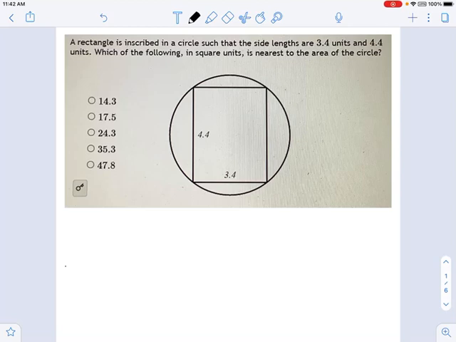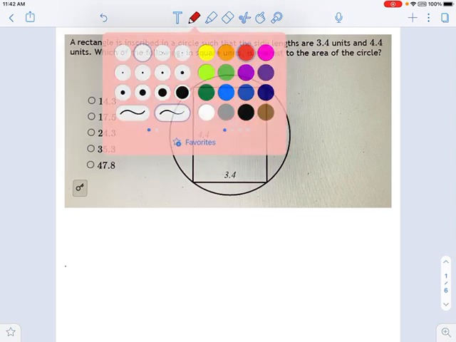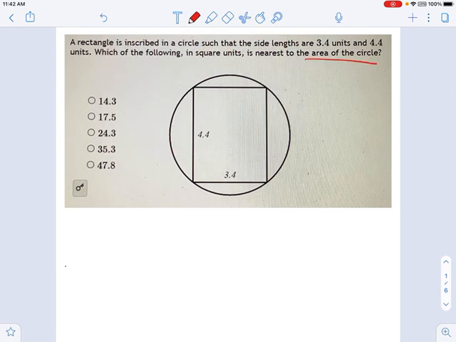One thing that's popular in geometry problems is to put one shape inside another and make it seem like we haven't told you enough information for you to calculate the area of the circle, for example. So take a look at what we have here. A rectangle is inscribed in a circle. That just means it's inside it, such that the side lengths are 3.4 and 4.4. Great, so we have some information here. Which of the following, in square units, is nearest to the area of the circle?